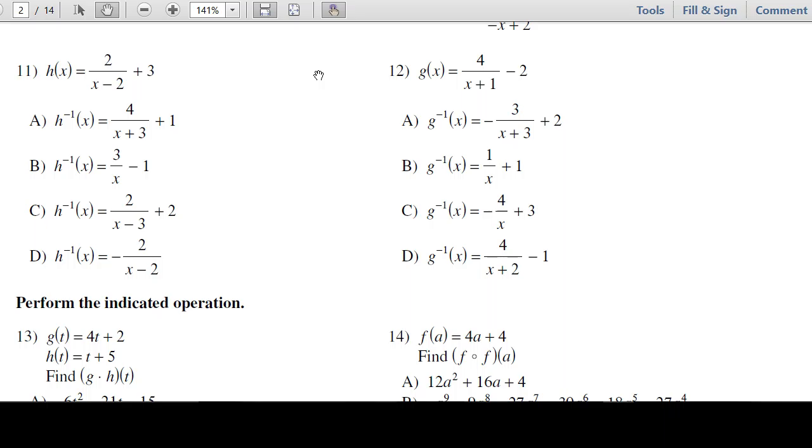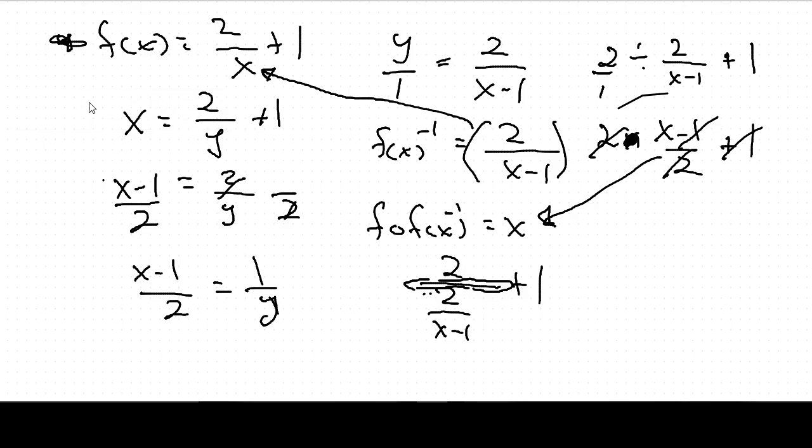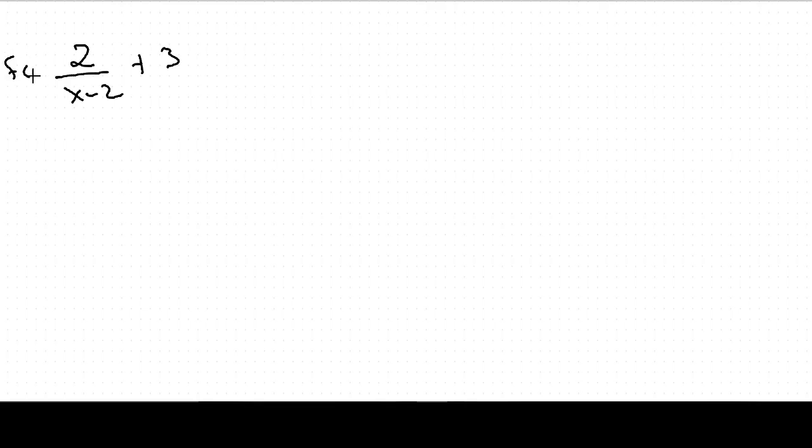Number 11. So I'll write it here. So it's 2 over x minus 2 plus 3. And that's f of x. Okay, that's the first step. What's the next step?